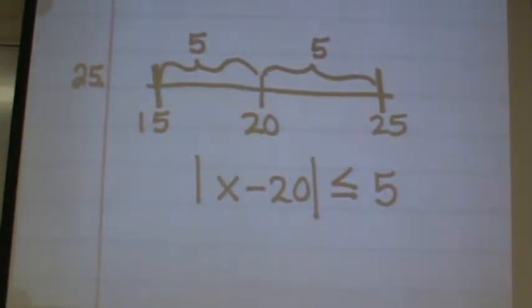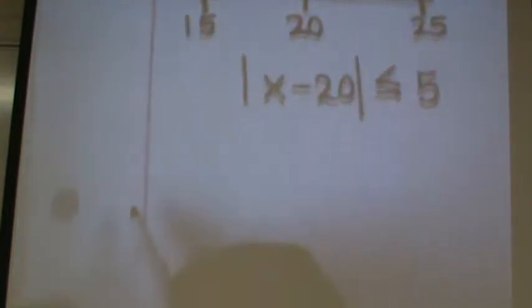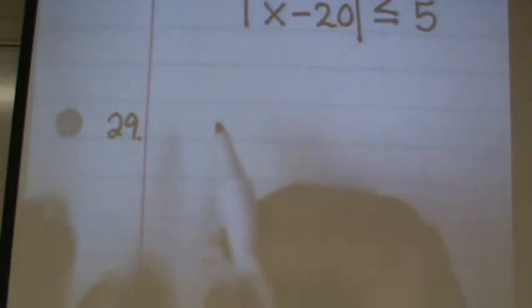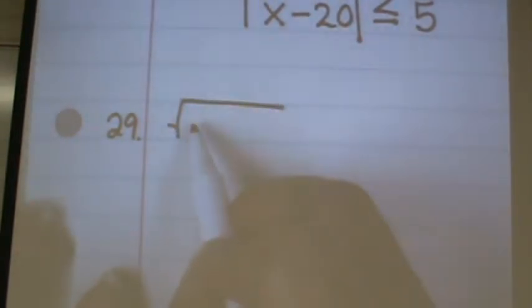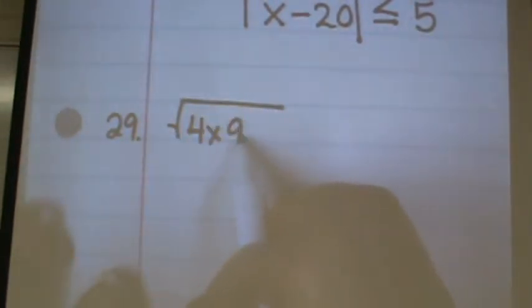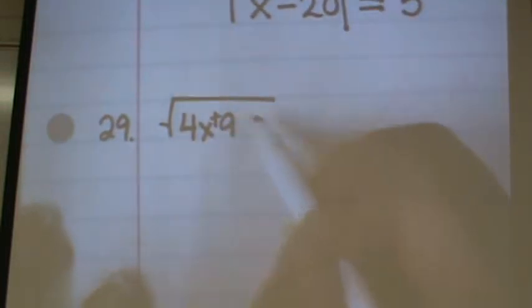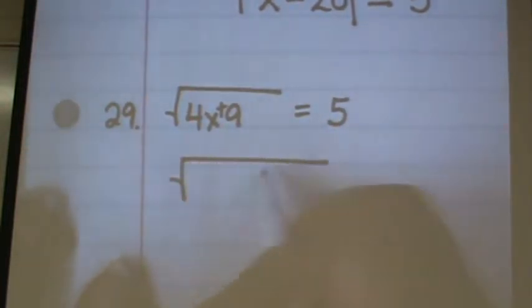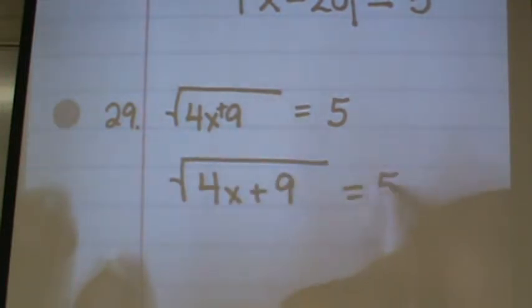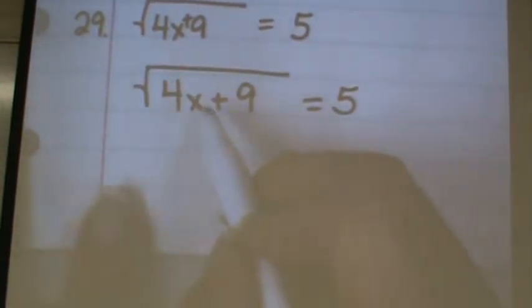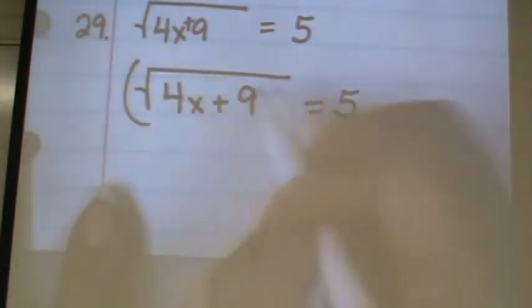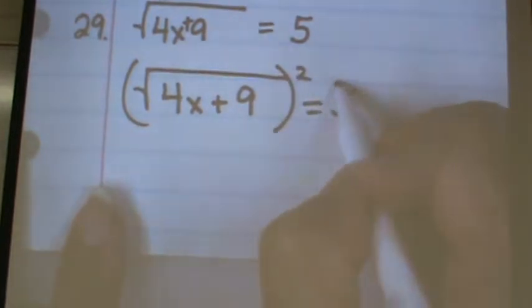We can skip 27 and do 29. 29, now we are into radicals. We have the square root of 4x plus 9 equals 5. Let me rewrite that. The square root of 4x plus 9 equals 5. You want to get your radical by itself, which it is. And now, because it's a square root, we're going to square both sides.